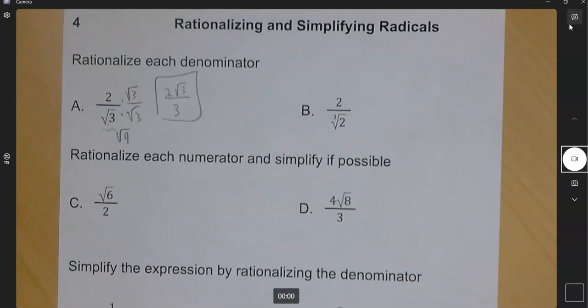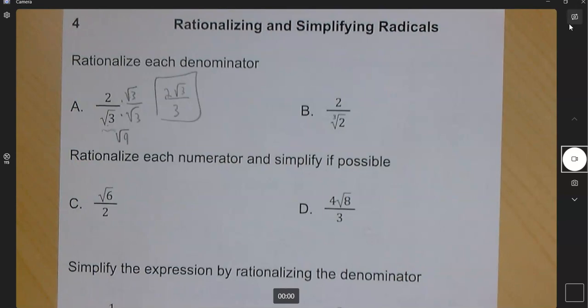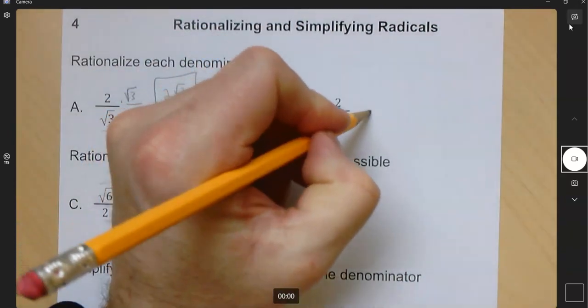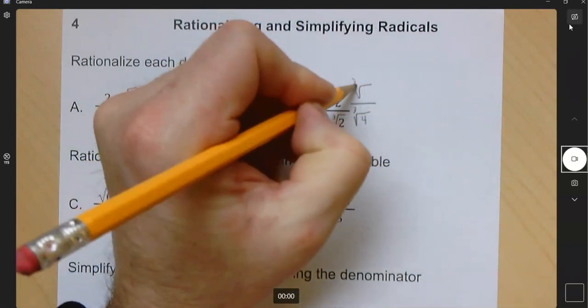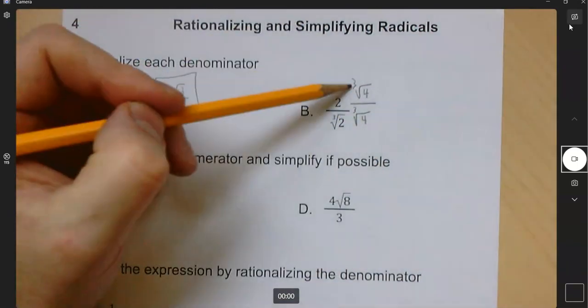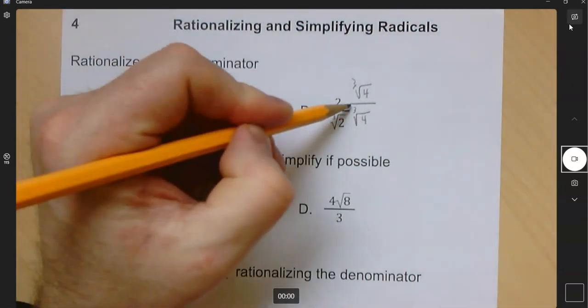We get a little sneakier here. The first cube root I know, 1 times 1 times 1 is 1. But the next one would be 2 times 2 times 2 is 8. How could I turn this into an 8? Well, I would need to multiply by the cube root of 4 on top and bottom. Again, that's just a fancy form of 1.